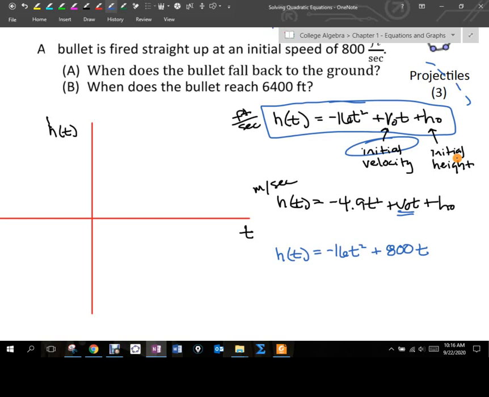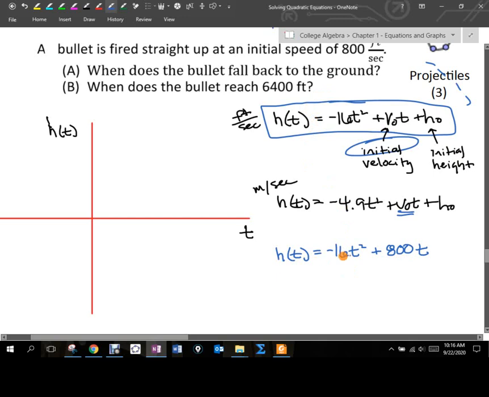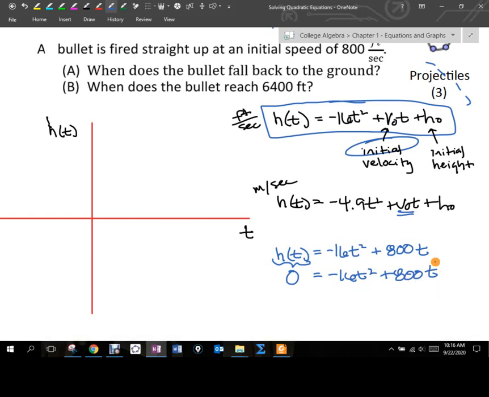So the first thing you're going to want to do is take this and factor it, okay? Because my goal is for my h of t to be 0. Let's think about the physics application, the real life experiment going on here. If the h of t, or the height, is 0, what does that mean? Where does that put the bullet? On the ground, right? Okay.